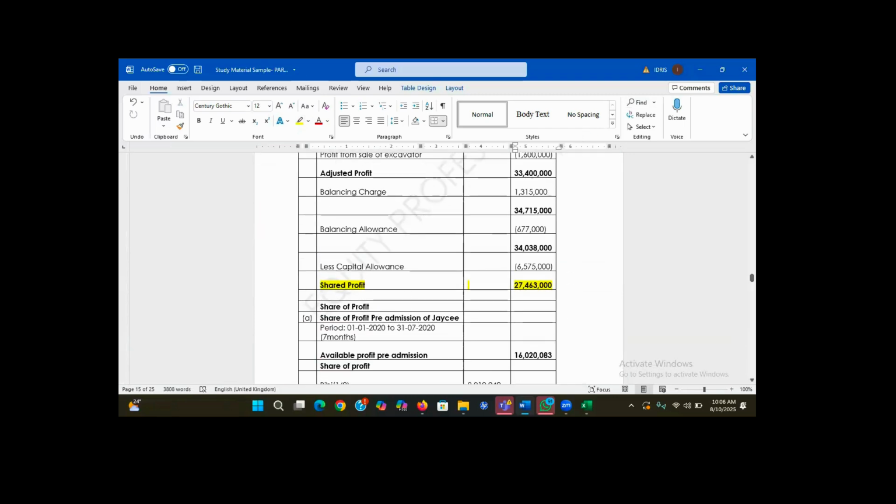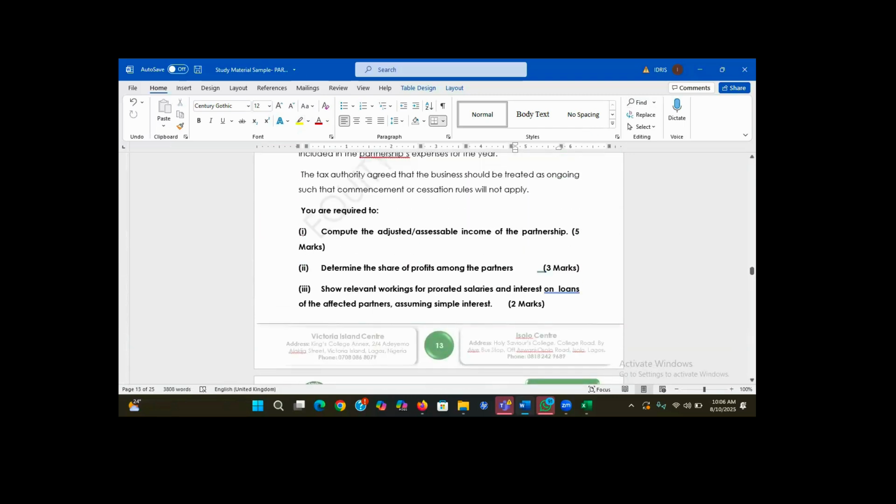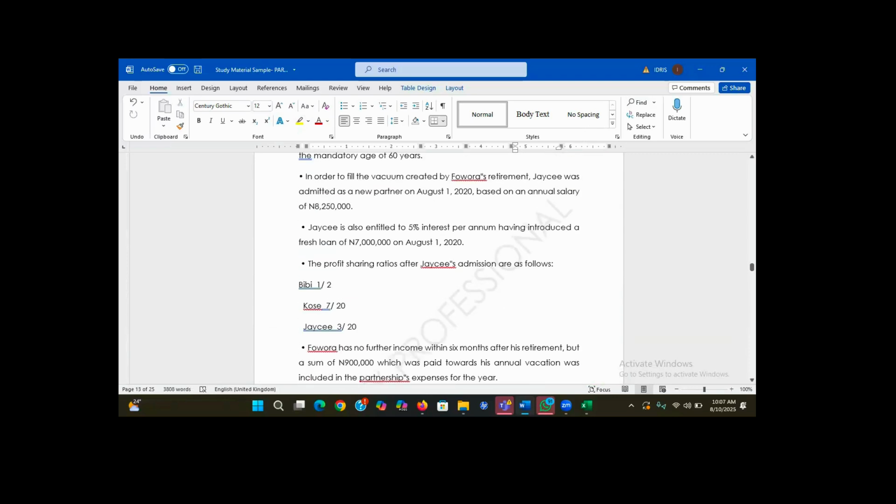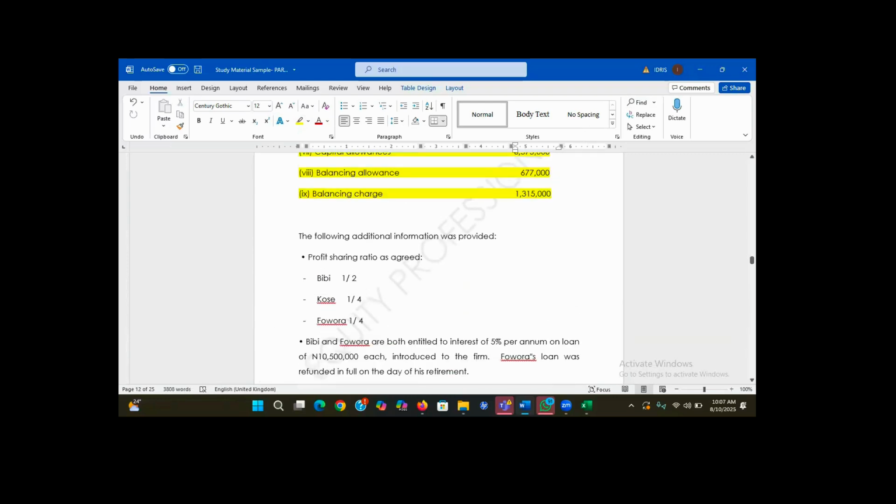Roman figure 3. Show the relevant working for the prorated salary and interest on loan. Did Fowora give the business loan? Yes, a loan of 10,500,000. And what interest will Fowora be collecting? 5% of 10,500,000. This 5% is per annum. Since Fowora did not work for 12 months, we are going to prorate it again.